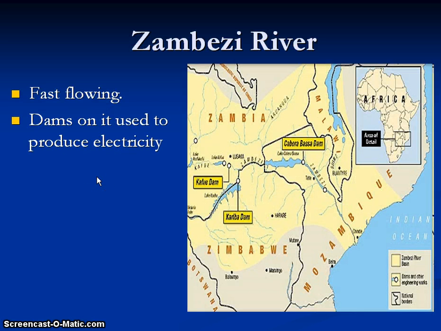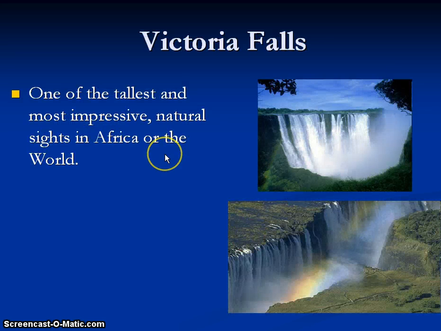The Zambezi River is in this area here of Africa, and that's a fast-flowing river, so they can use it for electricity. And so there are a couple of dams here, 3 dams here. And if you look here, Victoria Falls is one of the most impressive natural sights in the world, sort of like the African version of Niagara Falls, except it's a lot wider and harder to get to unless you're in South Africa. But it is very, very impressive.